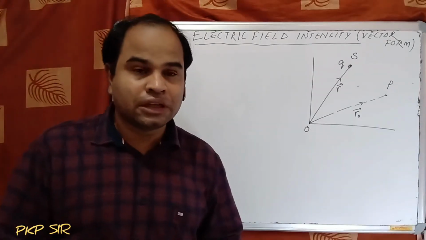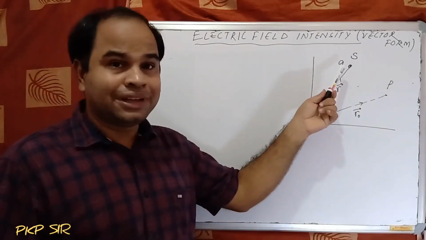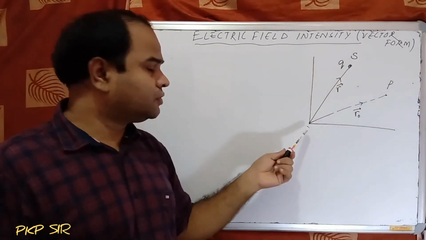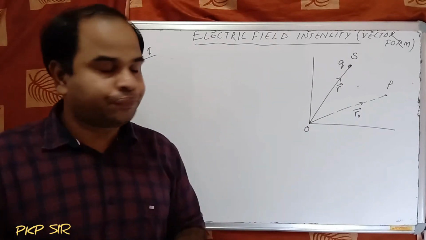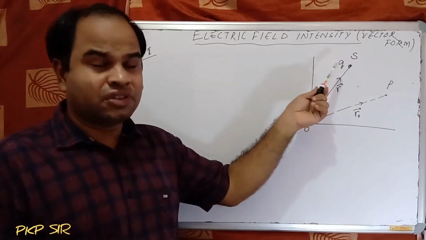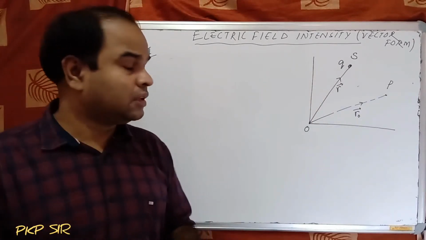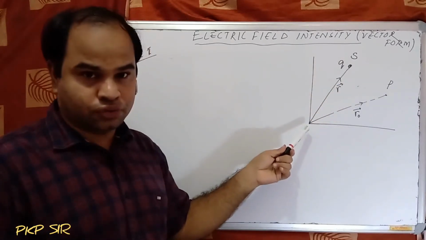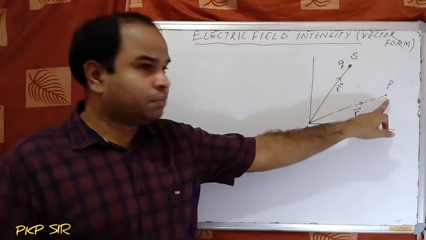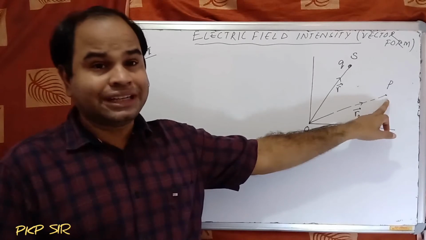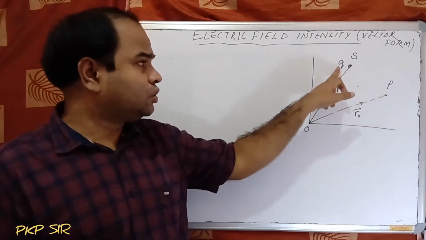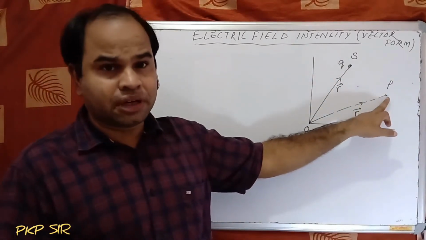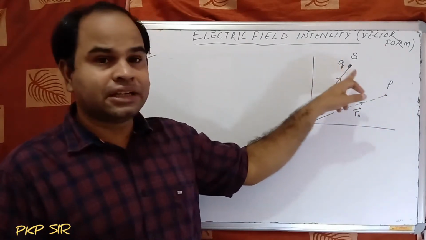In case 2, let us consider a charge q placed at point S. The charge q, placed in air medium at point S, has positional vector r with respect to the origin O. Let us consider another point P where we want to find the electric field intensity for the charge q placed at S.